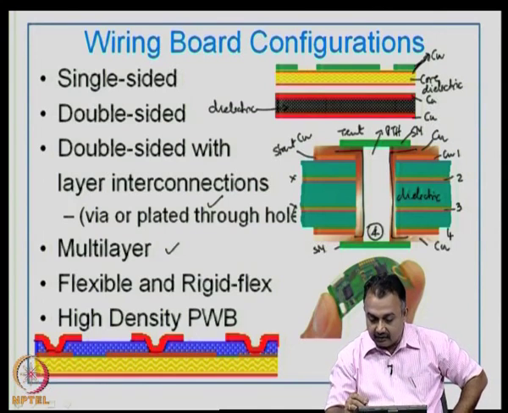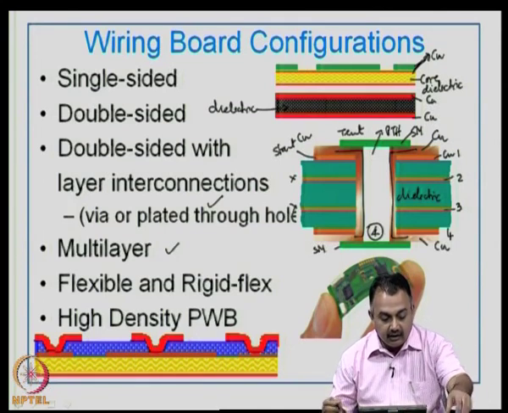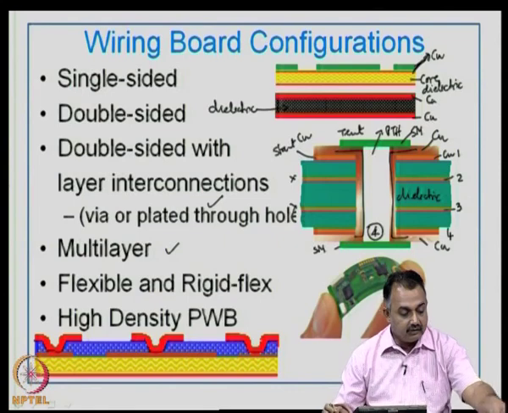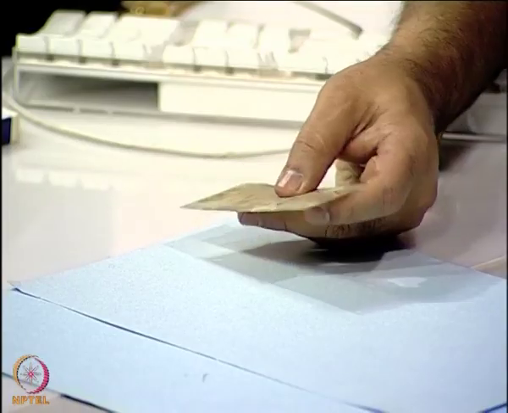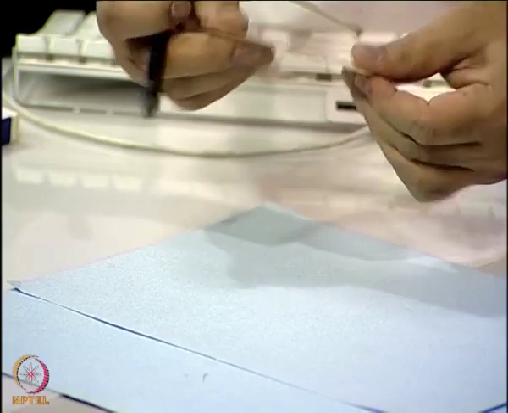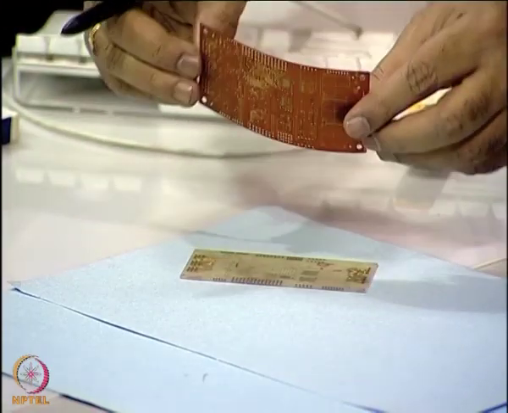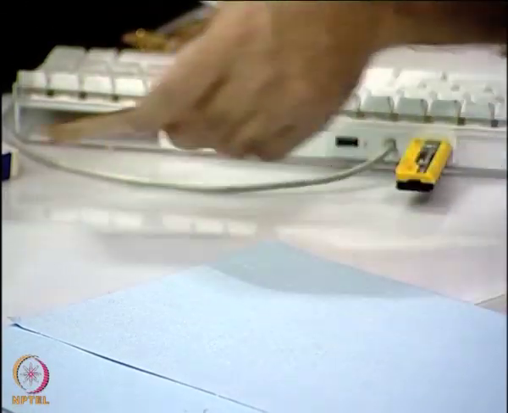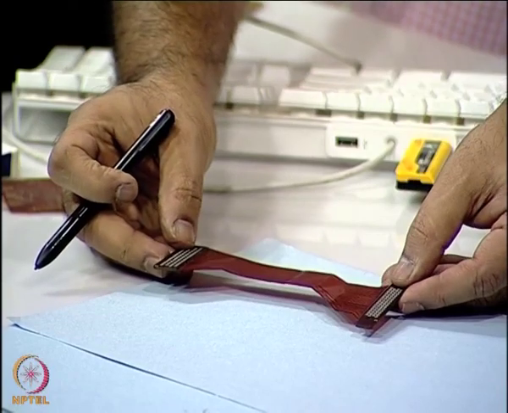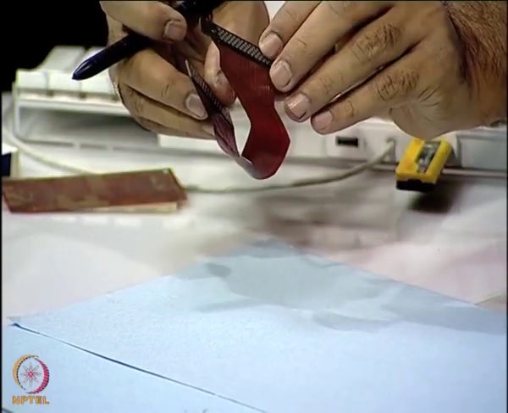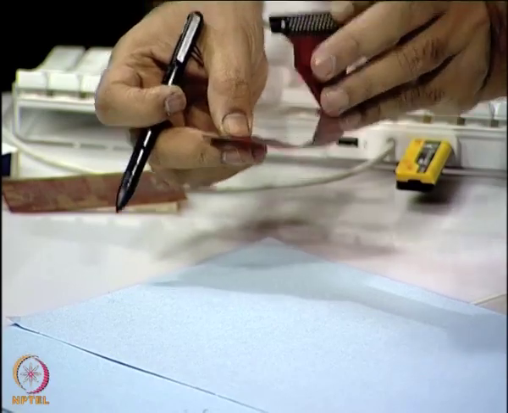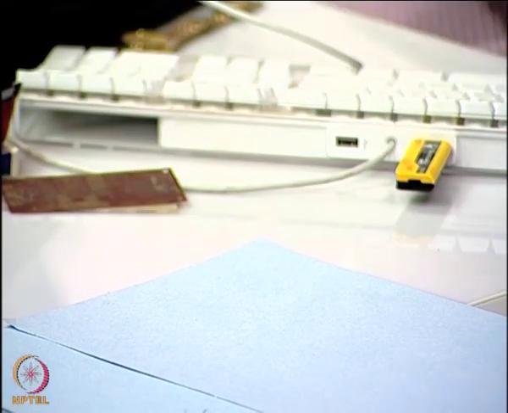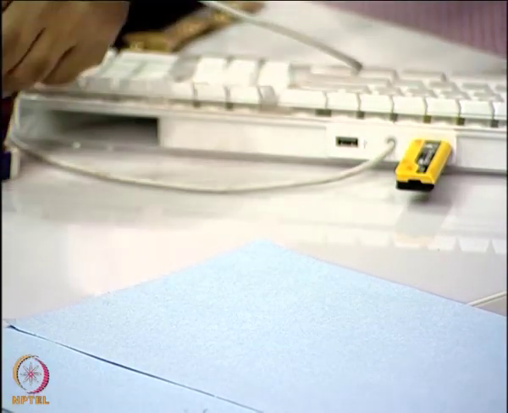Then you can have flexible and rigid flex boards. As you can see in this picture, this entire board is flexible. I would now like to show you a flexible board. Here, as you can see, this is a rigid board, so this is not flexible. The same circuit has been done on a flexible board. So, this is a flex board. Now, this is a rigid flex board, because as you can see, this is flexible in the body and the edges are rigid. So, rigid flex and flexible board combinations are possible.